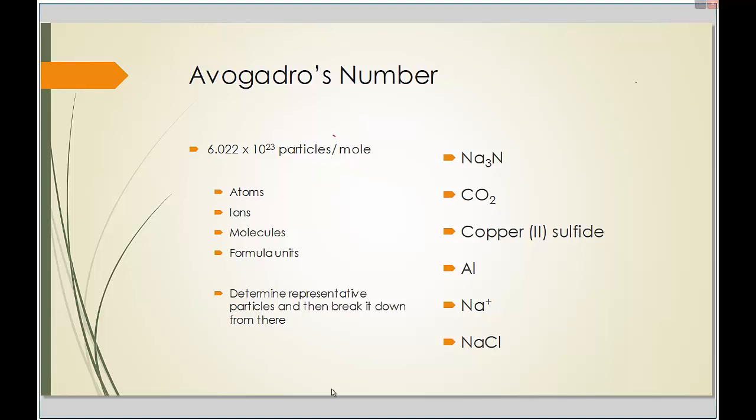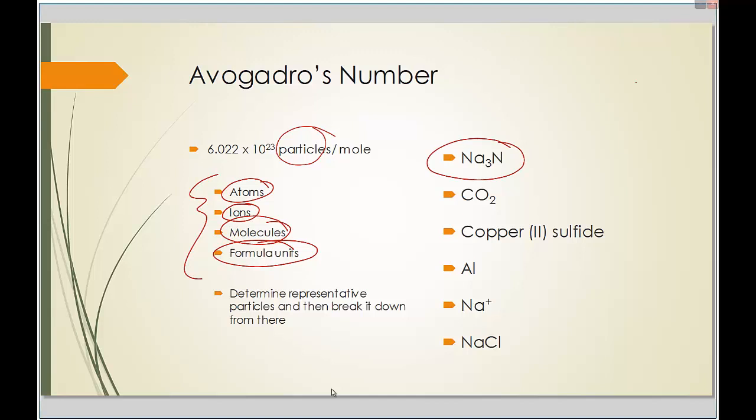When we say particles, we're referring to atoms, ions, molecules, and formula units. The term particle is a very generic term, and it can mean any one of those four things. So when you're trying to look at your problem, make sure you look at what they're talking about. For instance, Na3N, sodium nitride, is considered a formula unit because it has a metal and a nonmetal. It's a cation and an anion, and it can be broken down into ions. So it starts as formula units and breaks down into ions.